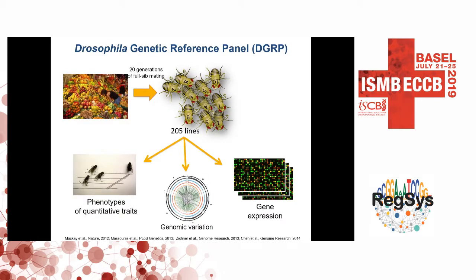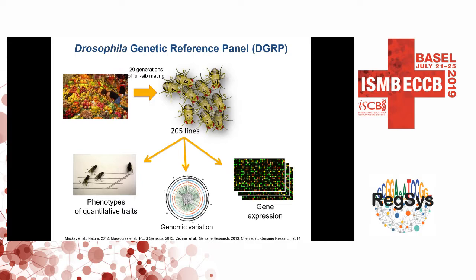This is the Drosophila Genetic Reference Panel, which was started by Trudy McKay at North Carolina State, sampling Drosophila from local fruit markets. And then through inbreeding, she was able to generate roughly 200 of those inbred lines, which provide an endless supply of individuals with the same genotype, and you can use those to do thorough phenotyping. You can look at the effects of genomic variation, of course, and look at all kinds of molecular traits.